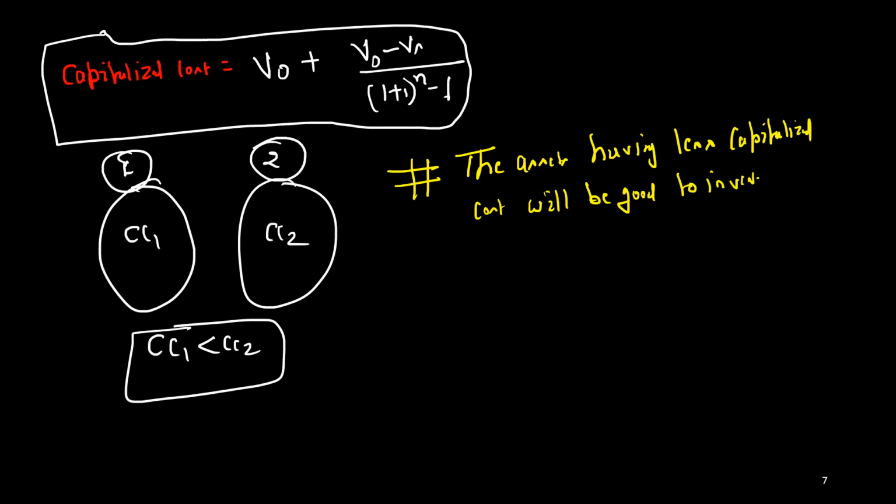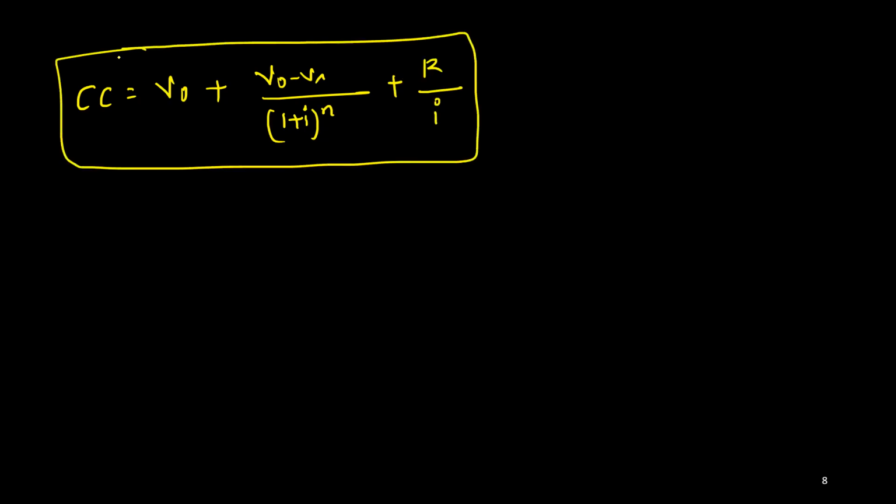So this is one formula, but sometimes, after the capitalized cost, they give a capitalized cost formula like this: capitalized cost equals V naught plus (V naught minus Vs) divided by (1 plus i) whole to the power n, plus R by i. So sometimes this kind of formula is also used for capitalized cost. If you look, I think in 2022 or 23, they asked a question on this formula.